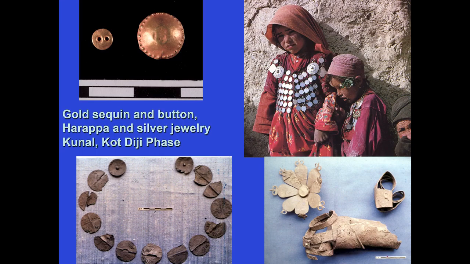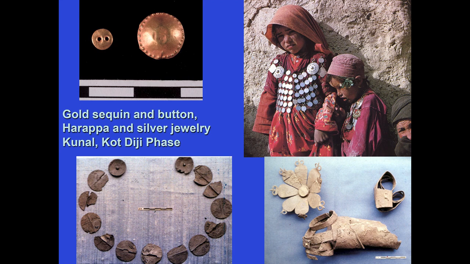And those buttons that I showed you earlier that were made of clay, as you have a city developing, now they start making them out of silver and gold, and then they put them on their clothing. So if you have your clothing covered with silver buttons or gold buttons, it clearly puts you in a different category. In one part of Harappa, we found these tiny little buttons on the street in the mud.